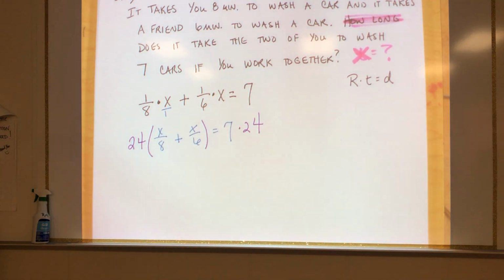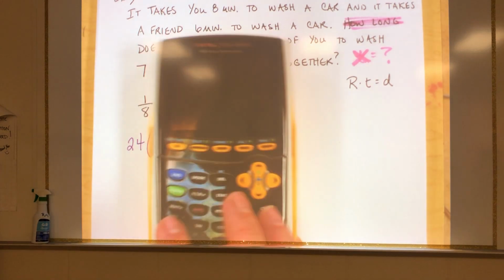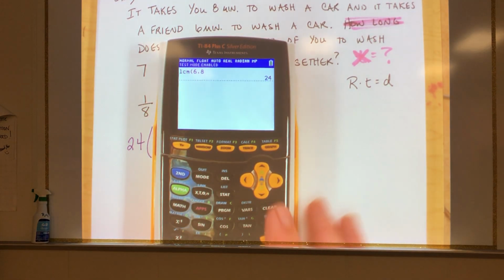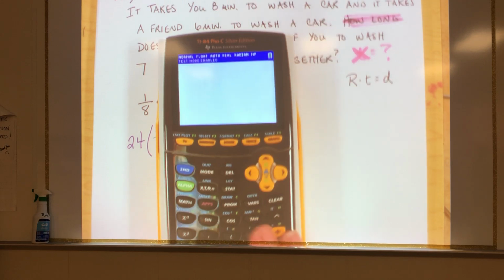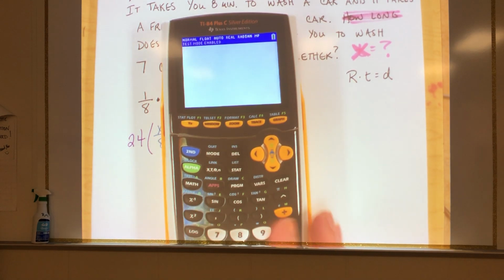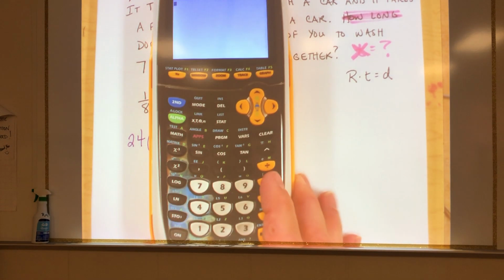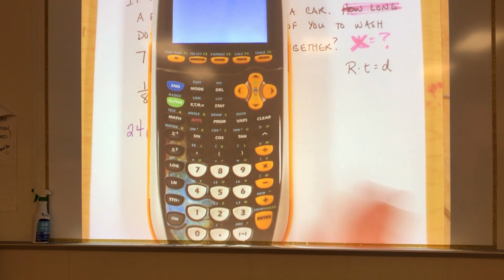Now I'm going to show you something on your calculator, because what did I say about y'all's calculator skills? They're stinky. They're not very good. Y'all, listen to me. This calculator is so cool. It can do so many different things. Did you know that it will find the least common multiple? Yeah, it will.